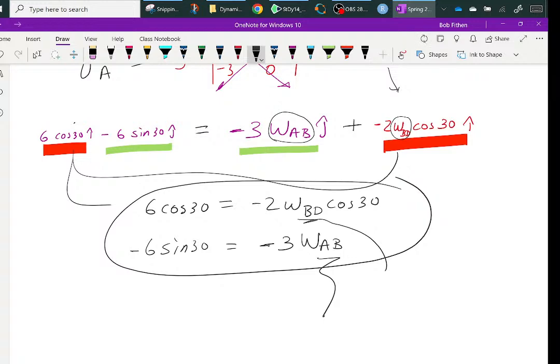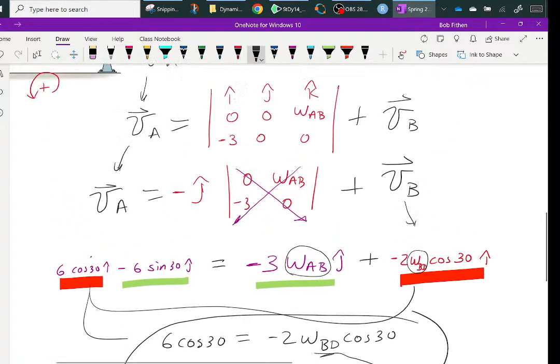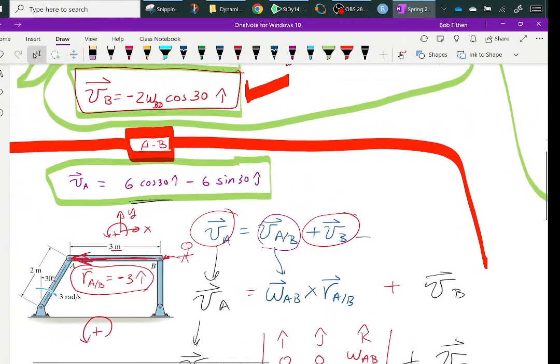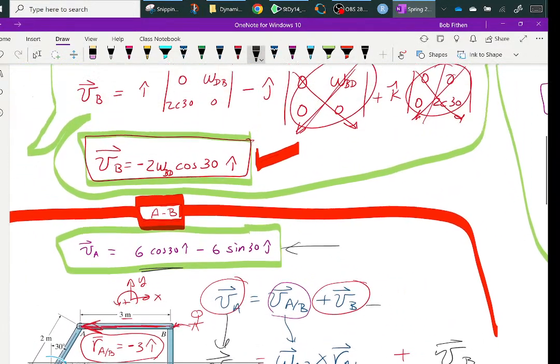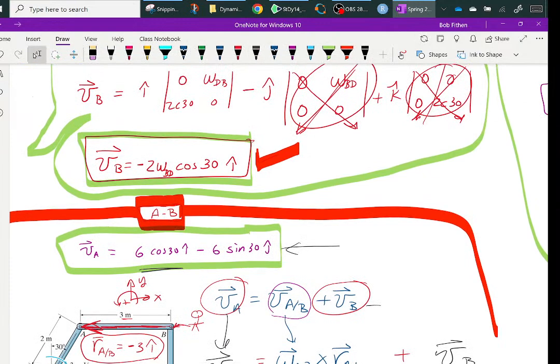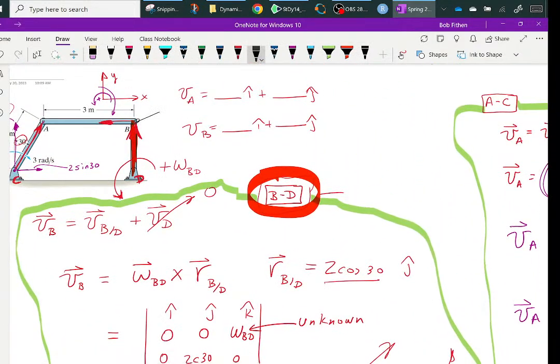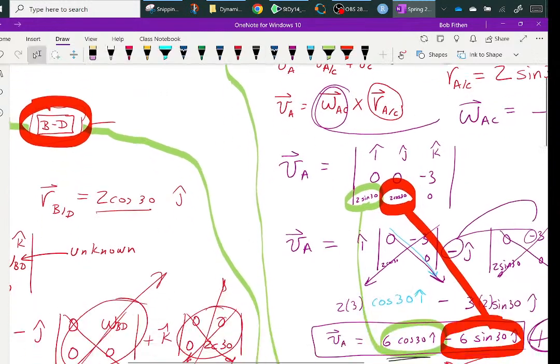Once you have those two, you can go back up here. Well, that one you don't have to do anything to, but this one you can put in the omega BD right there and solve for the velocity of B. You can find the velocity of that pin point there. And then you have the velocity of A, so that's how you do these problems.